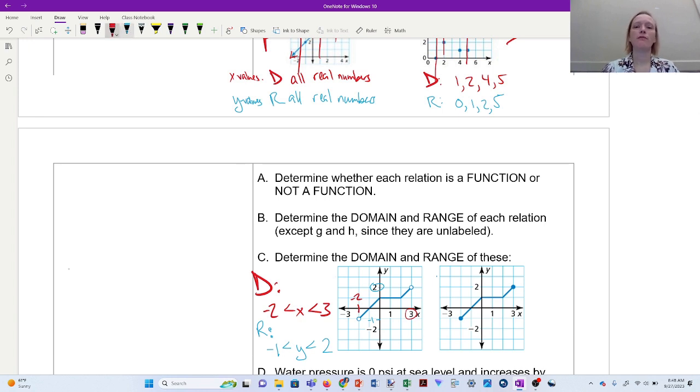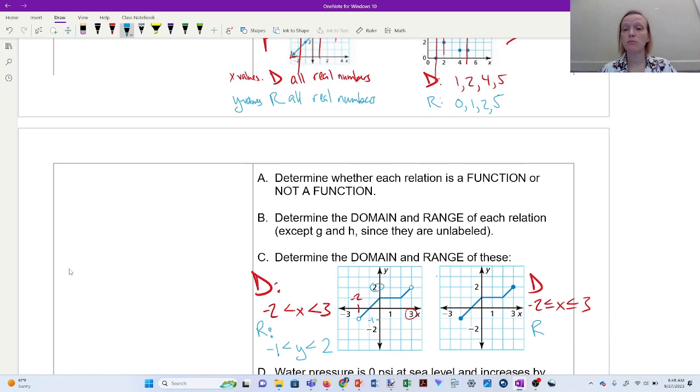For the graph over here, it's this exact same graph with the exact same numbers, it's just that my circles are closed in. So here my domain would be -2 is less than or equal to x is less than or equal to 3. And here I'm using less than or equal to symbols because those are closed circles.